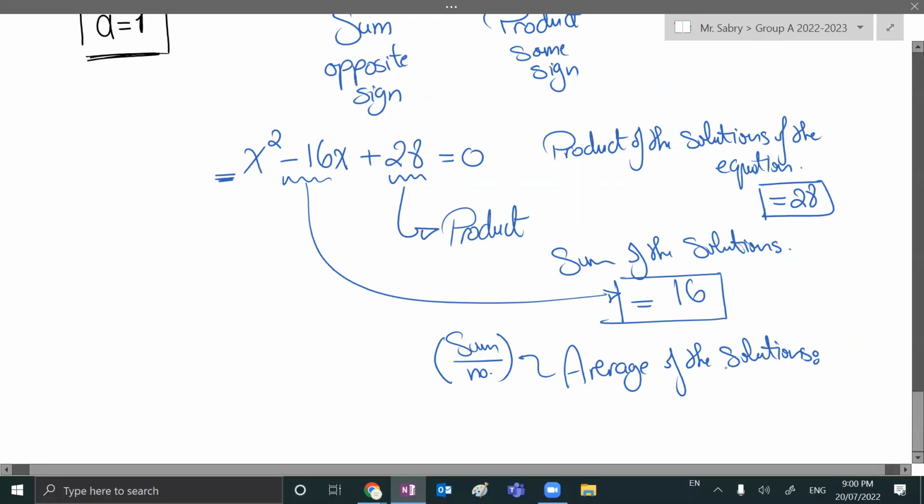If I need to know the average of the solutions, then I need to get the sum of the solutions and then divide it by 2, because there are just 2 solutions. There are only 2 x's. They can't be anything more than 2 x's. So to find the average of the solutions, I'll take the sum, which is this 16, and divide it by 2. That gets me 8. 8 is the average of the solutions of this function.